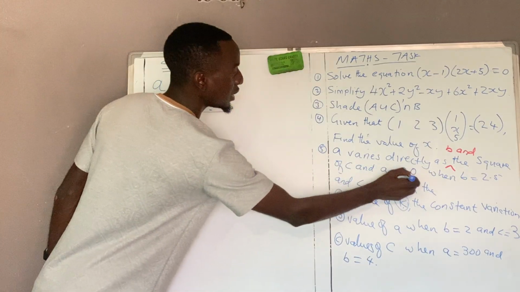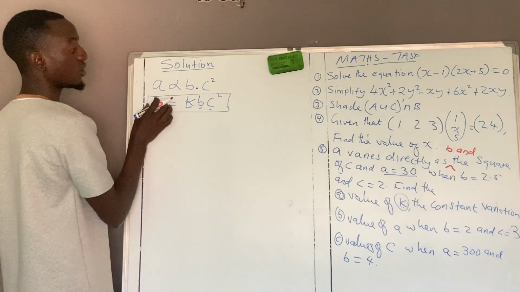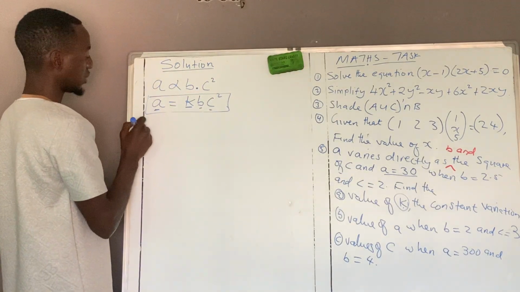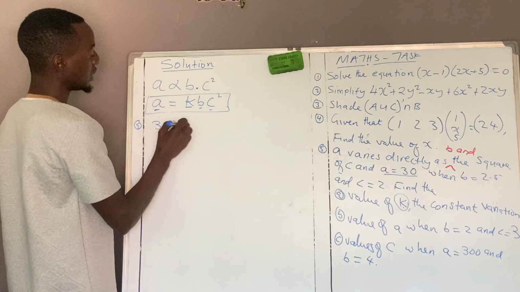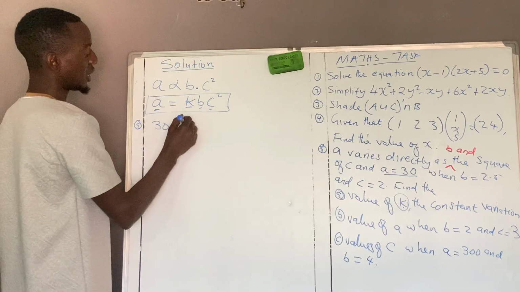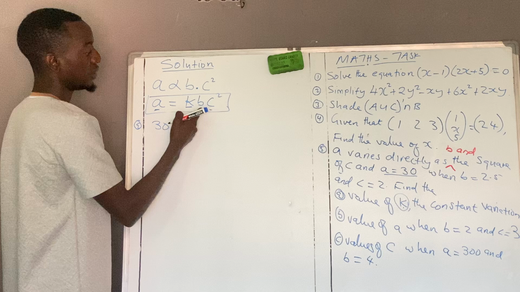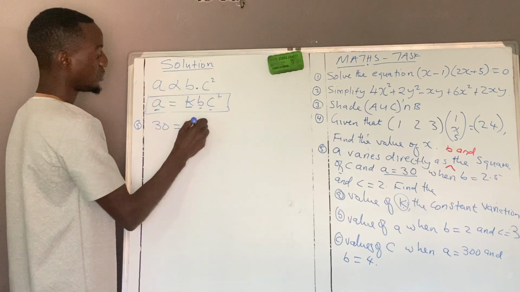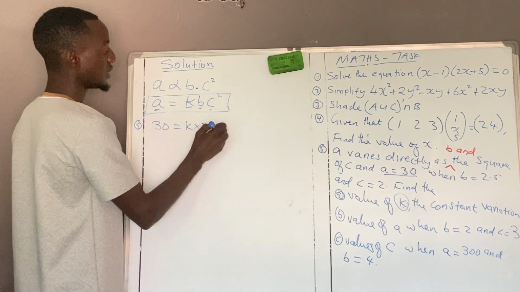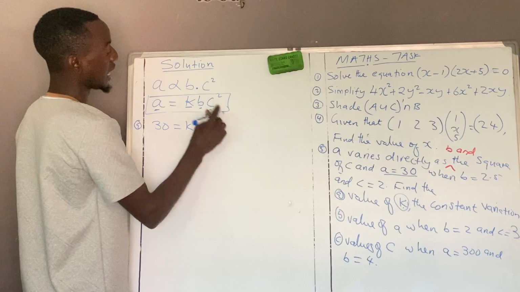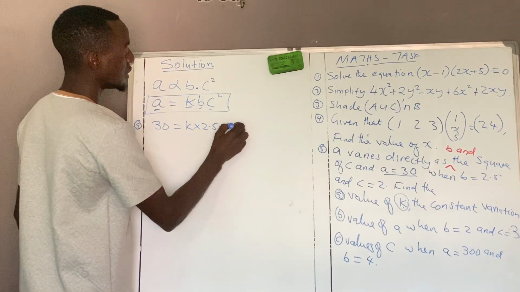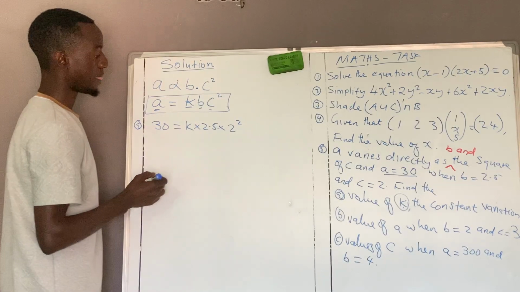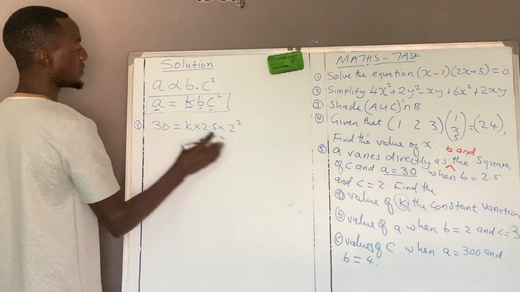Our A is 30. So where there's A, you are going to put what? 30. So this is question A. So you have 30 should be equal to K. Then what is B? 2.5. So times 2.5. Then times C, 2 squared.